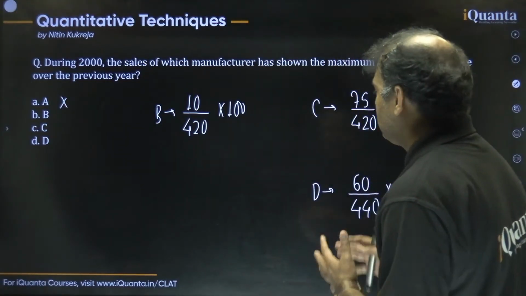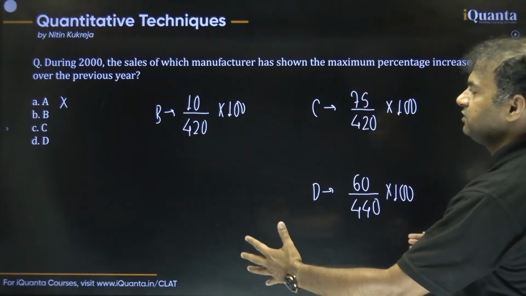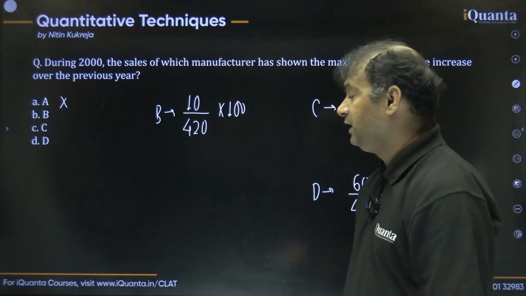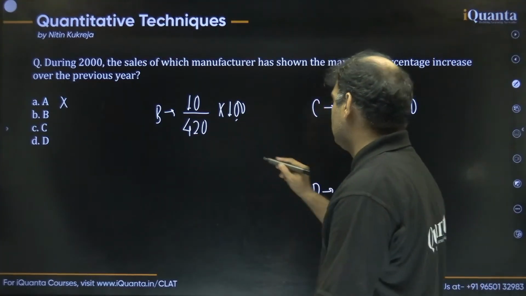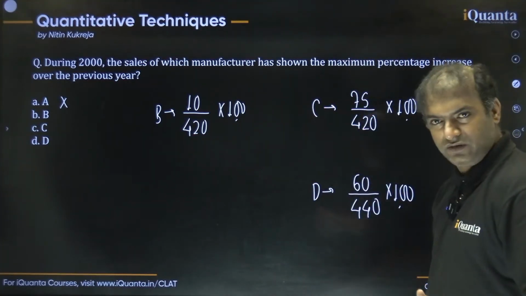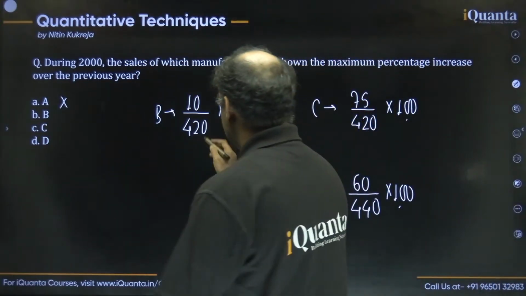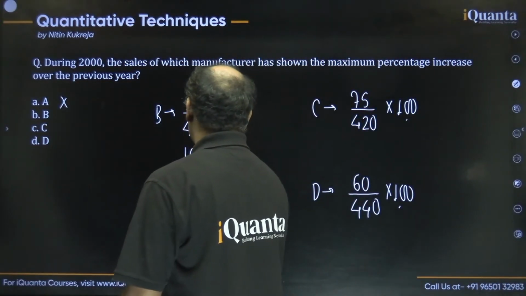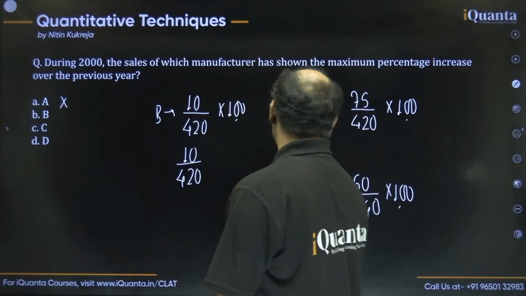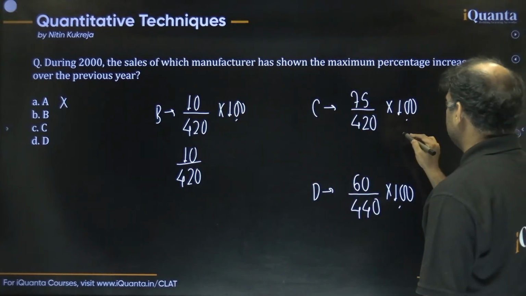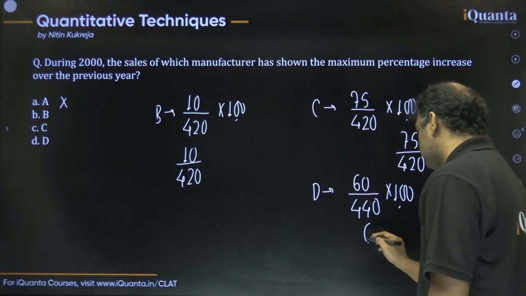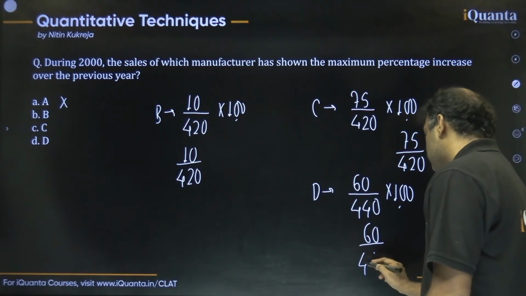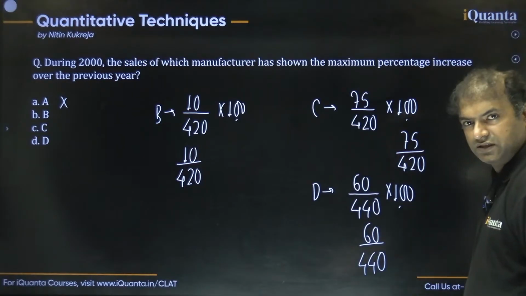So when we have to compare these three fractions, we can always eliminate the common terms. Simple, right? For example, 100 is common in all of them, right? So we can just eliminate 100 for a while. So this will become 10 upon 420 only, right? This will become 75 by 420 only, right? And this will become, we can say, 60 by 440 only, right, guys? So this is how we can eliminate the things, right?